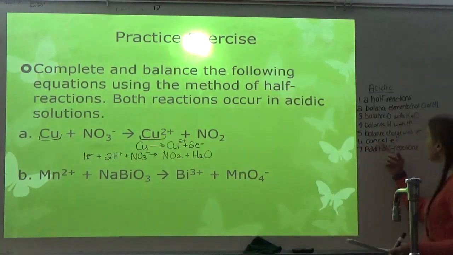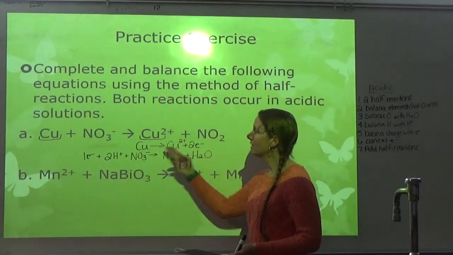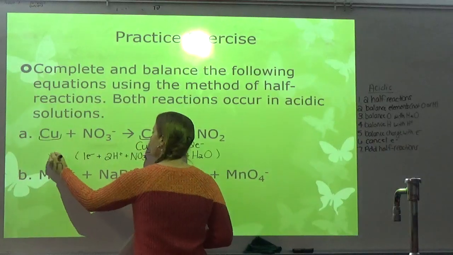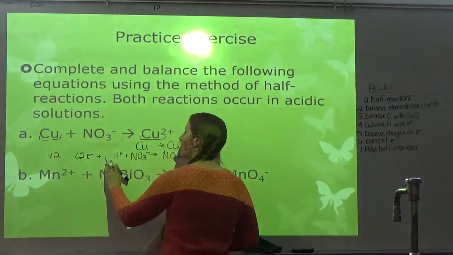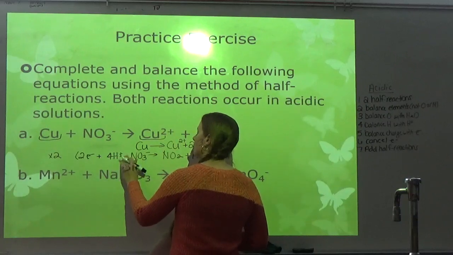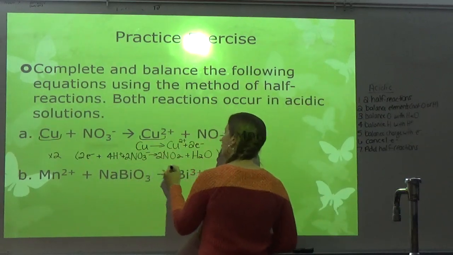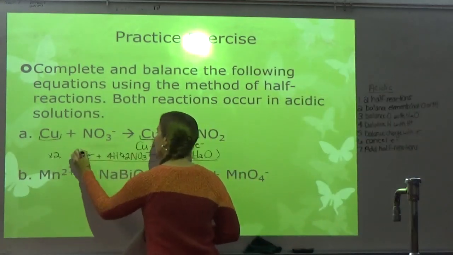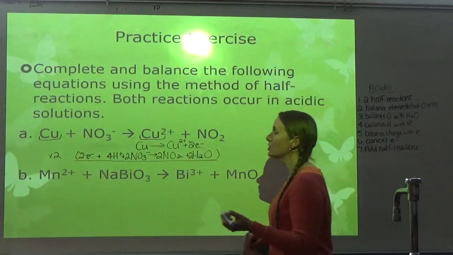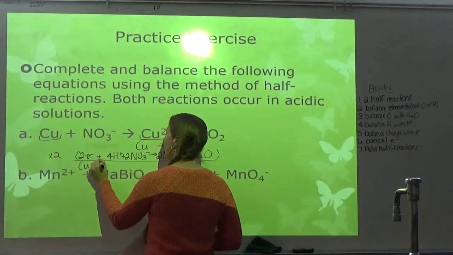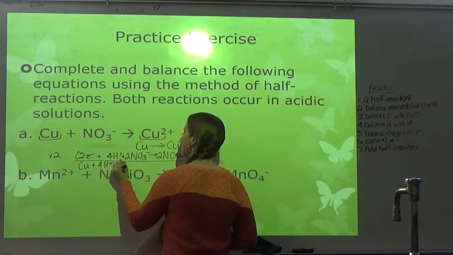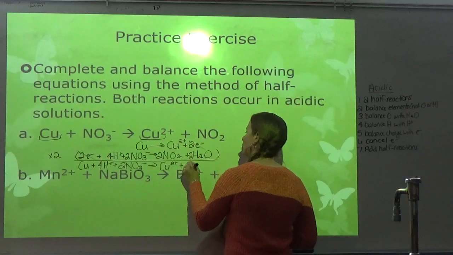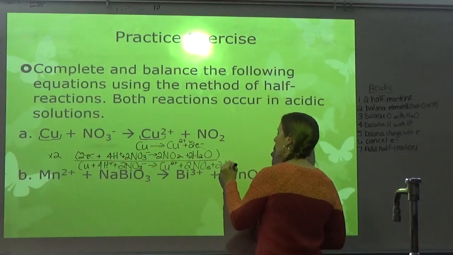All right, so next I need to cancel out the electrons. Well, I have 2 on this side, but I only have 1 on this side. So that means I need to take this whole reaction and multiply it by 2. So that becomes 2 electrons, 4 hydrogens, didn't leave myself enough room, 2 NO3s, 2 NO2s, and 2 waters. Once I do that, I can combine my reactions because now my 2 electrons cancel and I just write what I have left. So I've got a Cu, I've got 4H+ and 2 NO3-. I've got Cu2+, 2 NO2, and 2 H2O.